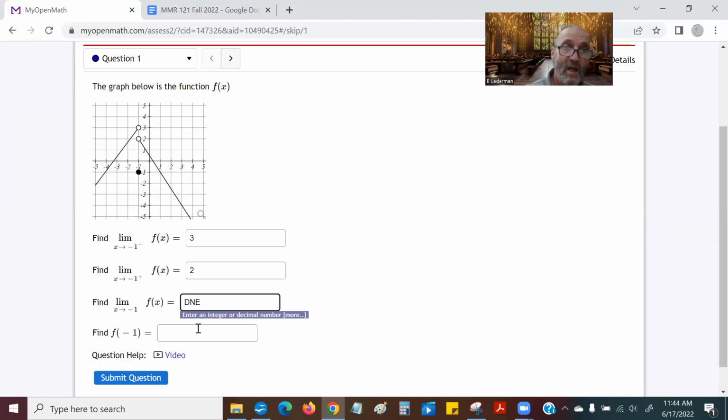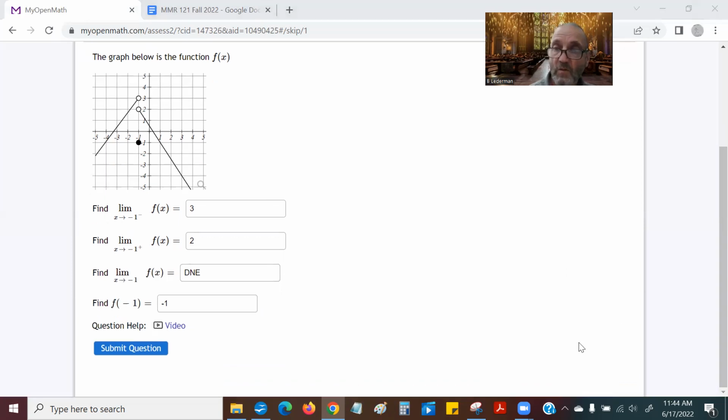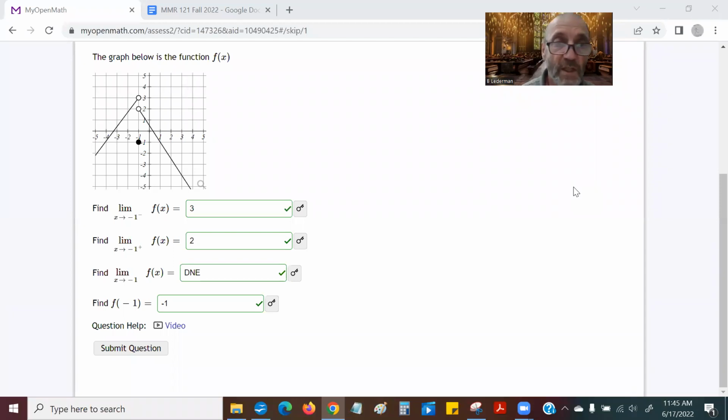There's no unified answer. So therefore, I have to say the limit does not exist. Now the next question is, find f of -1. f of -1 is going to be that little dot right there, saying that when x is equal to -1, y is equal to -1. Now let's check the answer, and there we go. It all works out beautifully, and that's what we mean with limits.